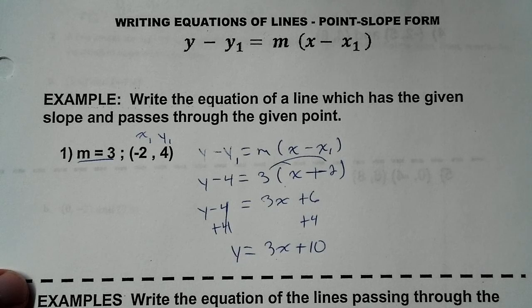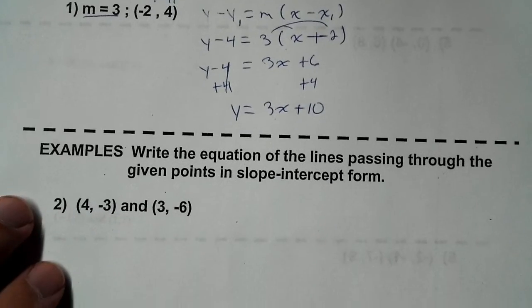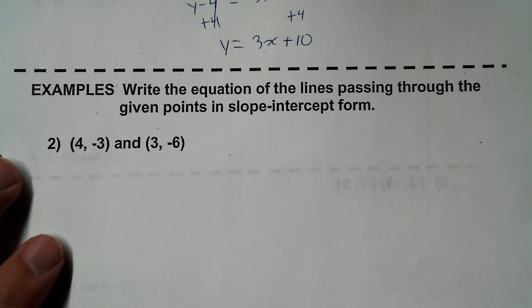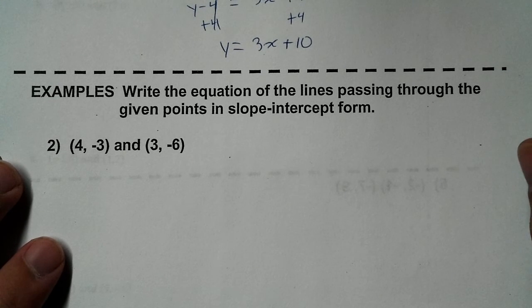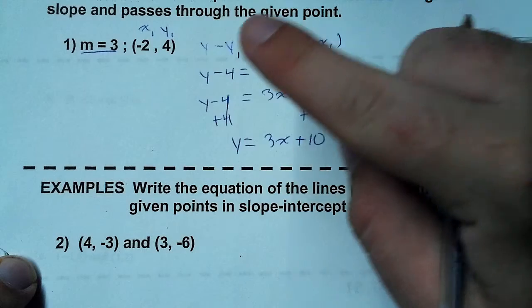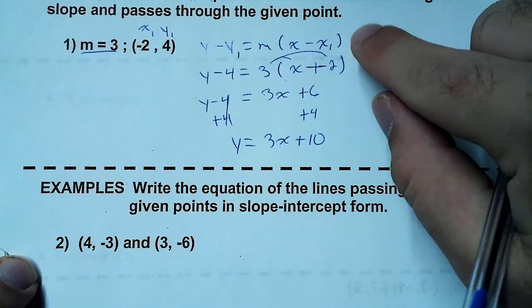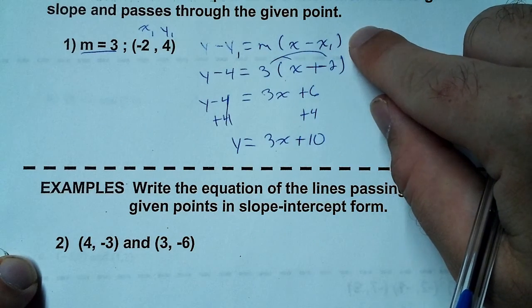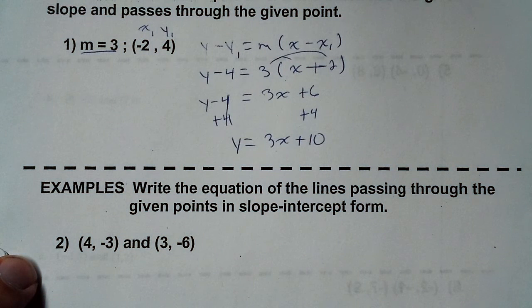Now, what if we had just 2 points and we wanted to get an equation passing through the given points in slope-intercept form? Well, we just did it with a slope and a point using point-slope form, and now we just have 2 points. So we have our point, but we don't have our slope. Does anyone remember how to find the slope?